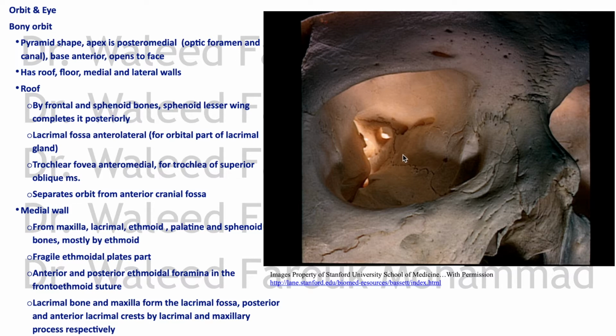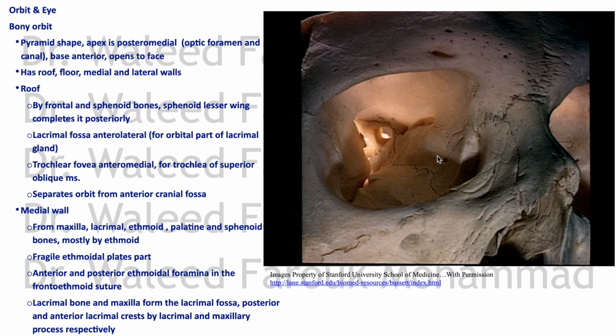The medial wall is largely formed by the ethmoid, and it's very fragile, because what lies behind the wall? Exactly, the ethmoid air cells, the bubbles. So that's why the medial wall is very thin.